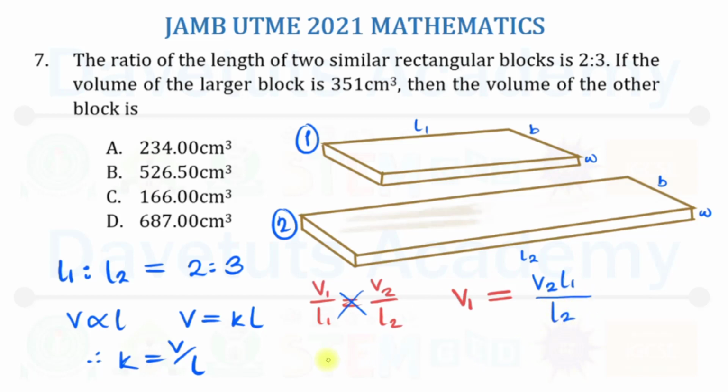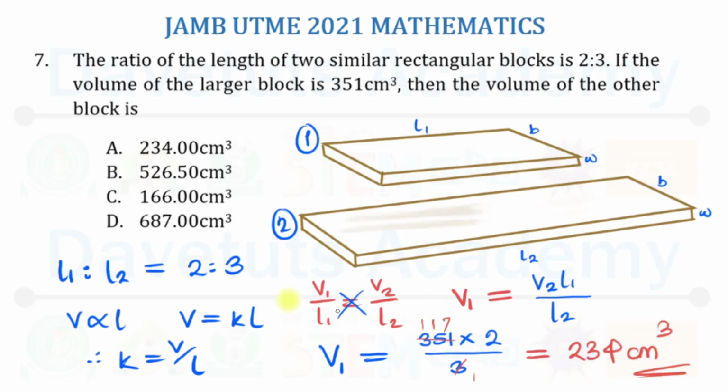So the V1, the volume I'm looking for, is V2. V2 we are given is 351. What is the L of the 2? L2 is a longer one, okay? L1 is a shorter one, so I have this as 2/3. Good. You can try 3 here: 3 in 3 is 1. 3 in 5, 1, remaining 2. 3 in 21, 7. So I just have 117 multiplied by 2. And look at the option, 234 is there. So this is nothing but 234 centimeter cube.